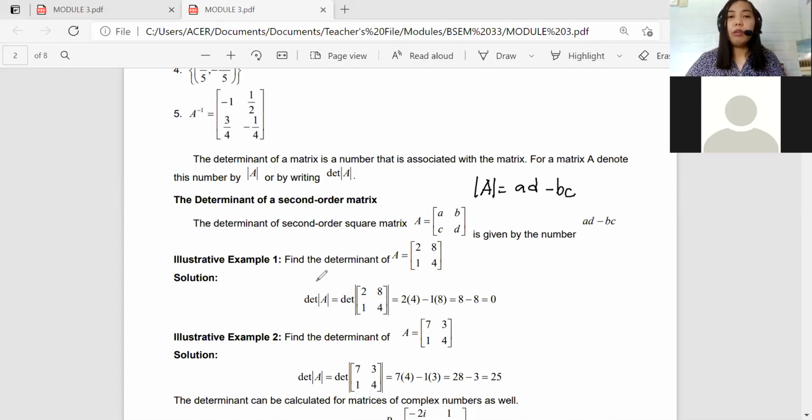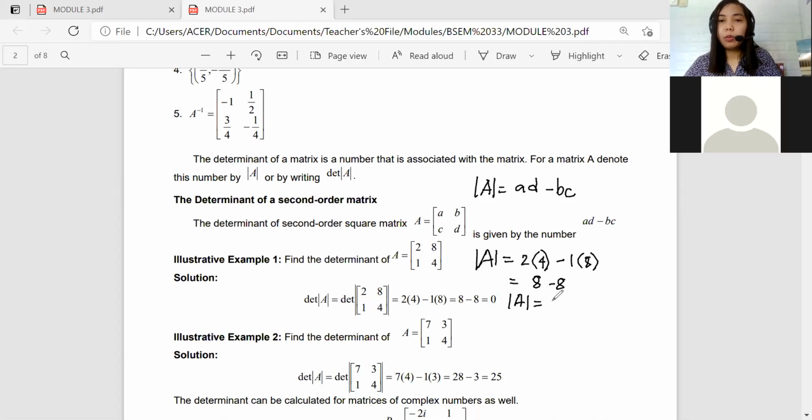So let's have an example. Find the determinant of this matrix, matrix A. So we will just multiply 2 multiplied by 4 minus 1 multiplied by 8. So we will have 2 times 4, it's 8, minus 8. So the determinant is 0. Okay, so it's like a review kasi na-discuss na naman natin yan.